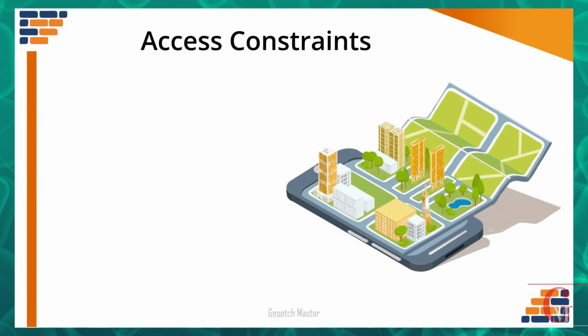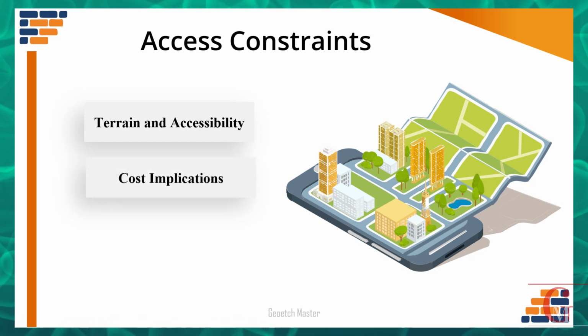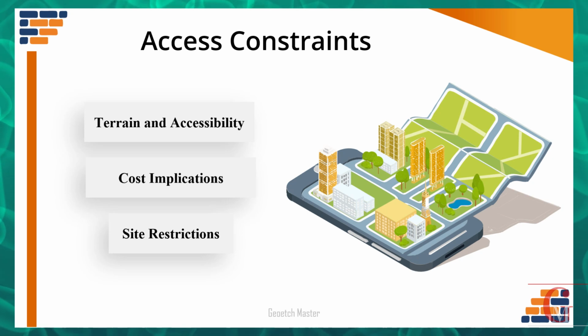Another very important consideration is access constraints. The terrain and accessibility of the site will affect where we can place our testing equipment. If an area is difficult to reach, it will likely increase the cost of our investigation. So, we need to plan carefully considering where we can easily bring our drilling and testing equipment. Some sites may have restrictions due to vegetation, steep slopes, water bodies, or even cultural heritage, and these constraints must be addressed and considered when selecting our investigation locations.